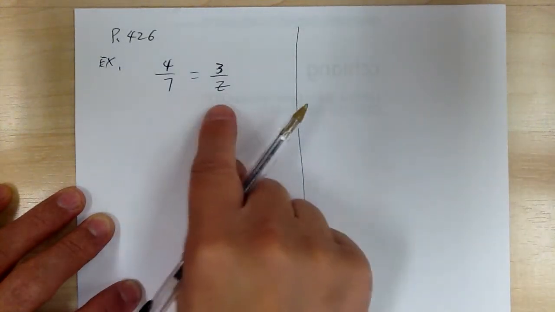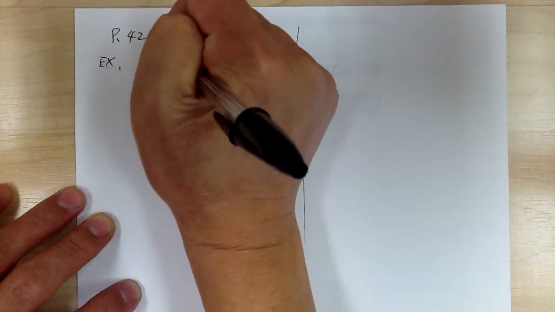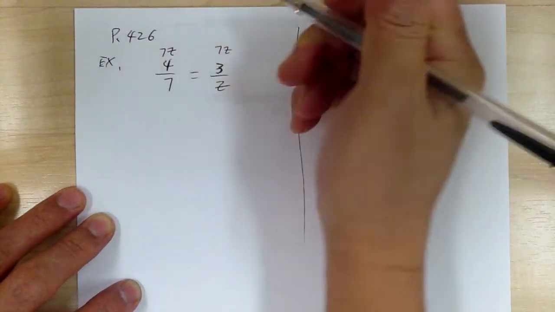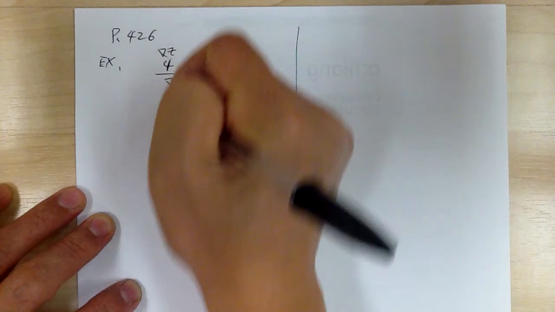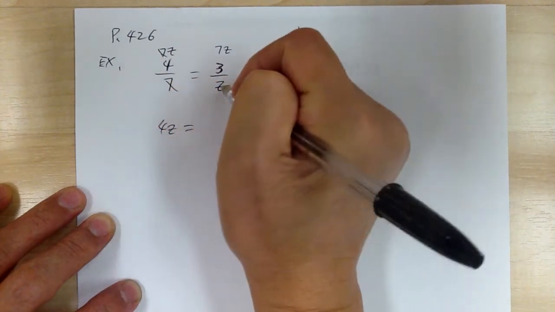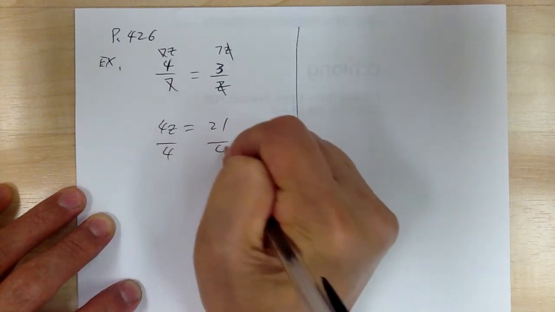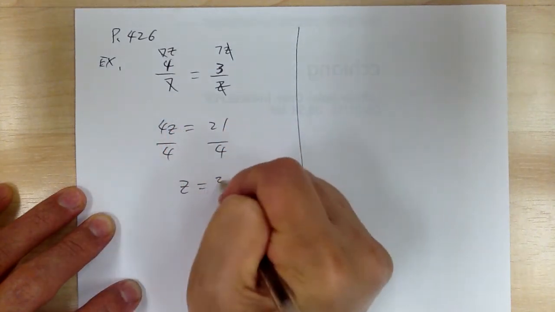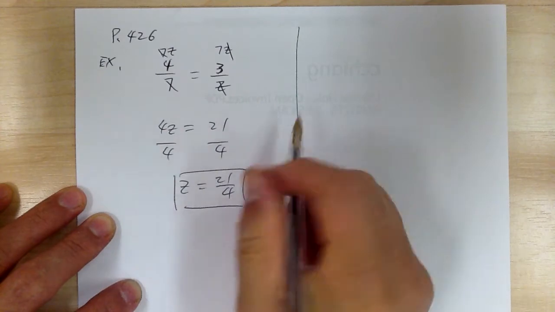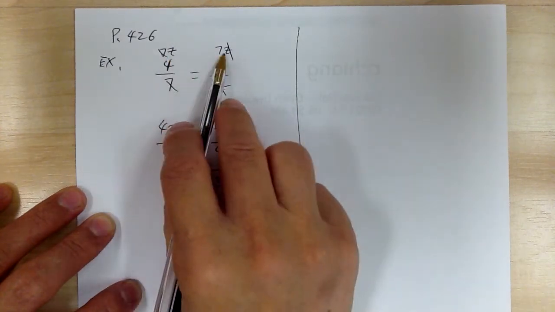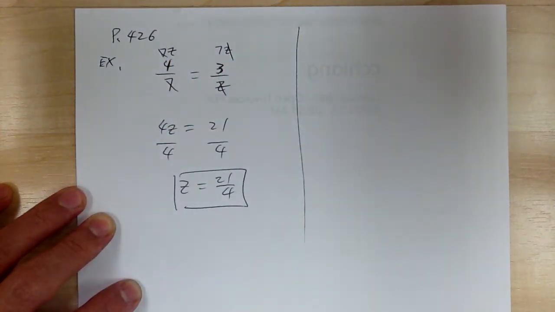The LCD is 7z, so you multiply both sides by 7z. The 7 cancels out, so you get 4z equal to, and the z cancels out, 21. Divide by 4, divide by 4, so z equals 21 over 4. So method 1 is to multiply by the LCD, just like what you did in the previous lesson.